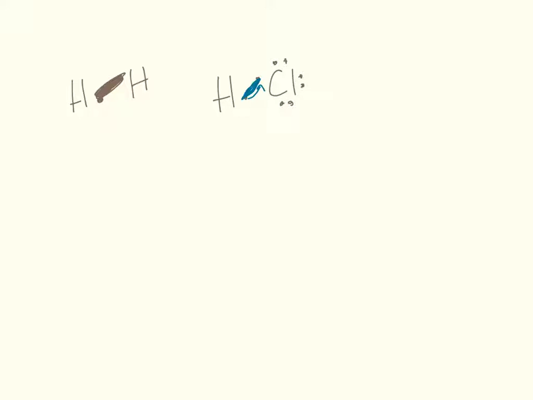Now, the only difference here is that chlorine is much more electronegative than hydrogen. Remember, chlorine has a value of 3.0, and as you'll see in just a few minutes, hydrogen's value is 2.1. And so chlorine can tug on this electron a little bit harder, and so it starts to be to where it's hanging out over here more than over here.